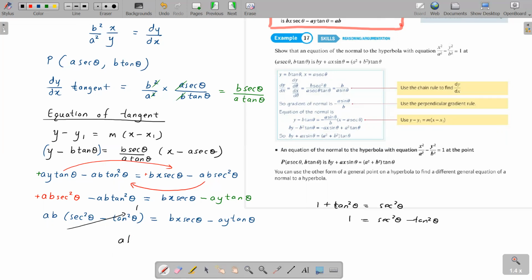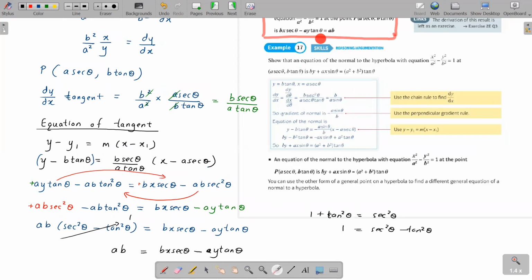So this is AB equals Bx sec theta minus Ay tan theta, which is exactly what we wanted, which is our show that. Okay, so this is the equation of the tangent.